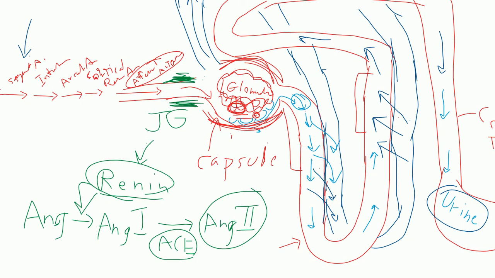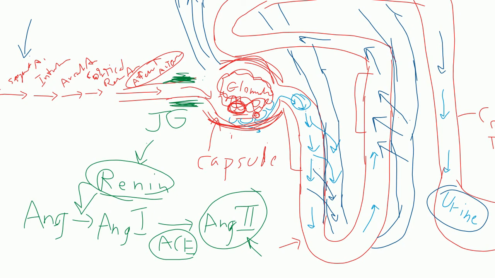Angiotensin 2 also is a powerful vasoconstrictor, and that of course constricts the blood vessels throughout the body and helps you maintain the blood pressure. So the next thing is you also have a couple more cells in this area.